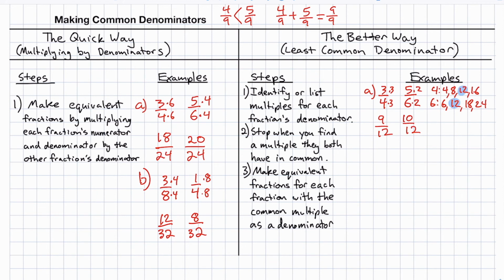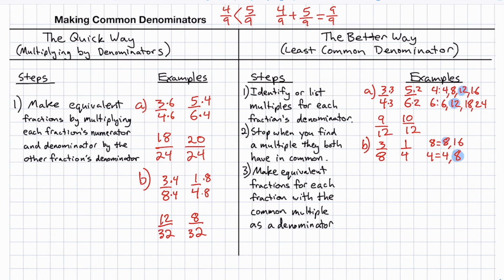You'll see I'm listing out all the multiples, but if you know your times tables, these will be pretty quick. You can kind of just do that part in your head. So let's look at our example B. We had 3/8 and 1/4. So we can think, okay, we're going to list our multiples for 8. 8 is 8, 16. If I start listing my multiples for 4, I would see 4, 8. Oh, I already see a common denominator. That 8 is what we're going to make.